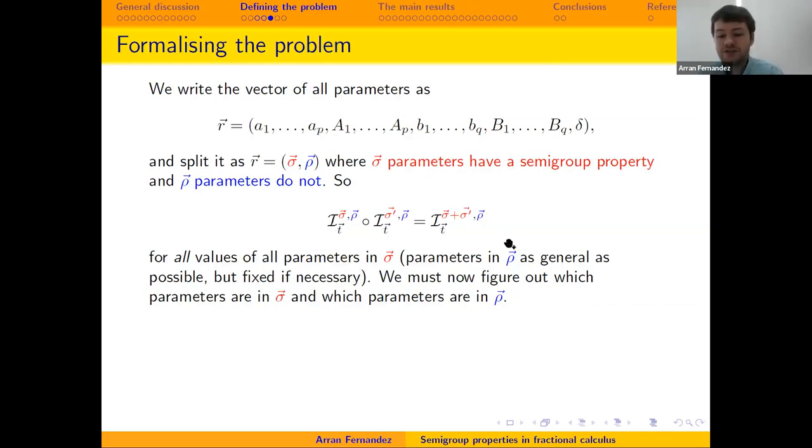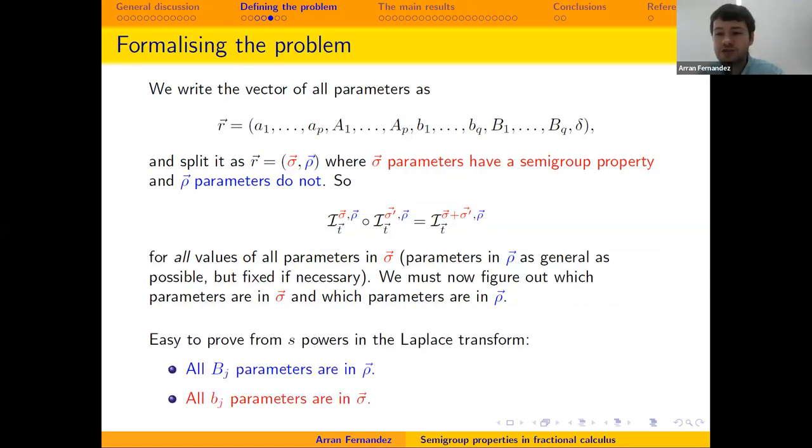So let's do the first two steps first, which are easy. It's easy to prove, just from powers of s in the Laplace transform, that all the big B's must be blue and all the little b's must be red. So out of these 2p plus 2q plus 1 parameters, 2q of them are now solved. We know whether they're semigroup or not. That leaves the little a's, the big A's, and delta: 2p plus 1 parameters remaining to check.